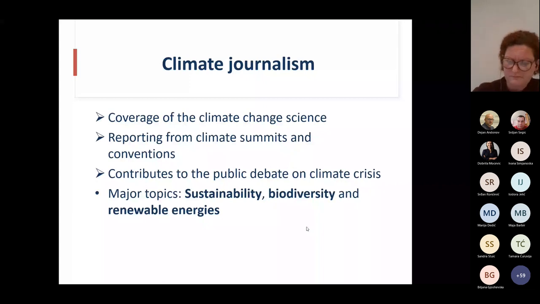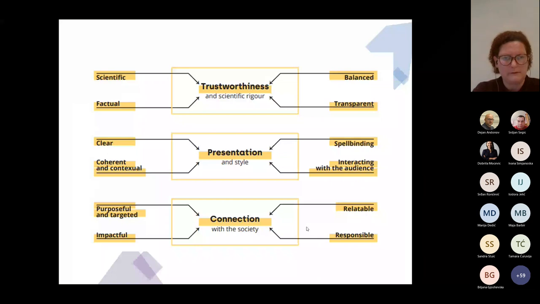Of course, there are some indicators on how to conduct climate communication, on how to be a climate journalist. You can see there that, for example, you have to be trustworthy. So meaning a journalist needs to have a balanced approach, a critical approach, but he has to be trustworthy to the public.